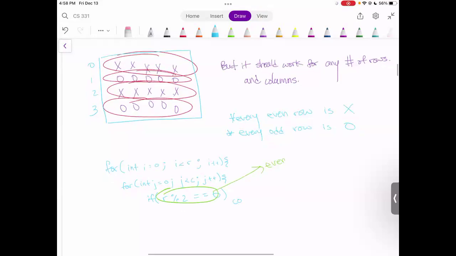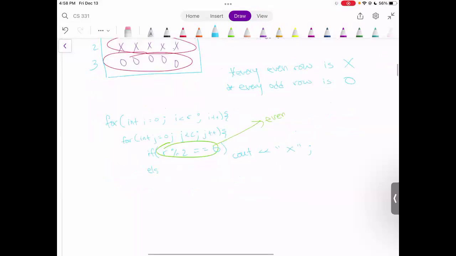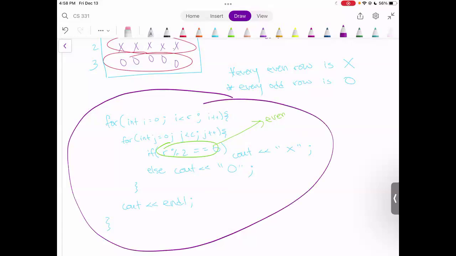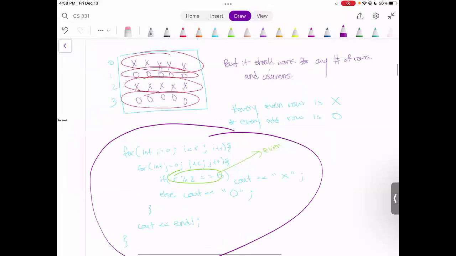Then we cout an X. Else, we cout, if it's not even, then it has to be odd, cout an O. And we cout an endl. And this would be how you do the pattern question if this was the pattern up here.